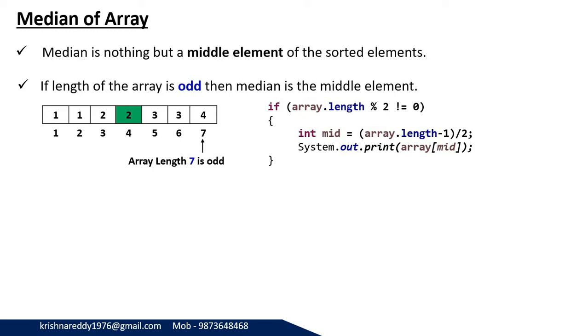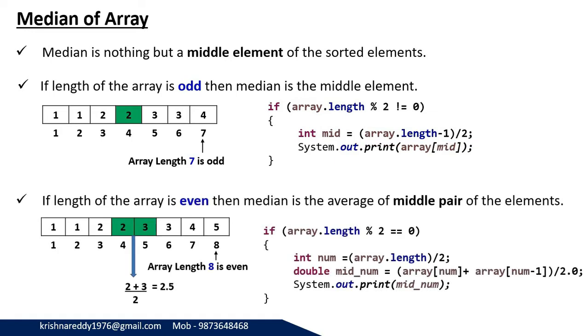For odd array, we can find the middle element of an array by dividing array length minus 1 by 2. For even array, things are slightly different. First we find middle pair by dividing array length by 2 and array length minus 1 by 2. Then we combine both middle numbers and divide them by 2, we get median. That's it. So, enough theory. Let's move on to the coding part.